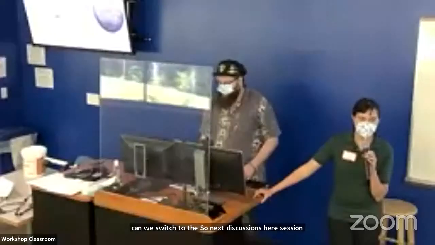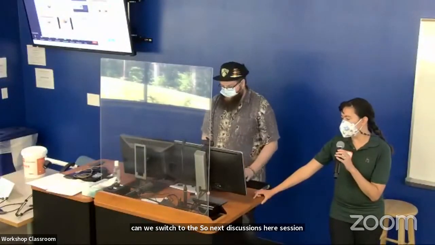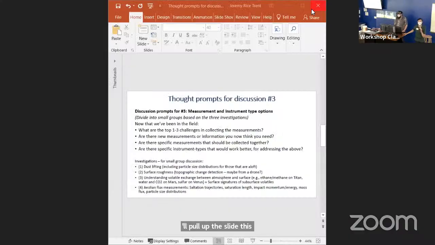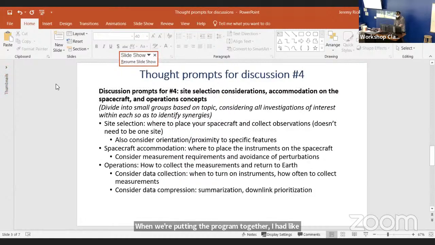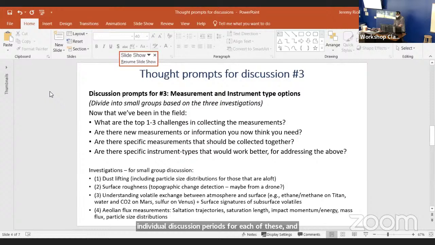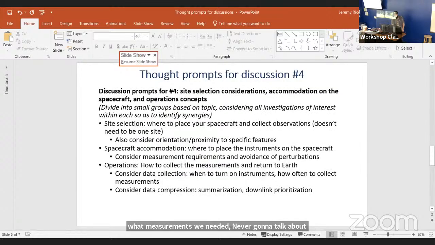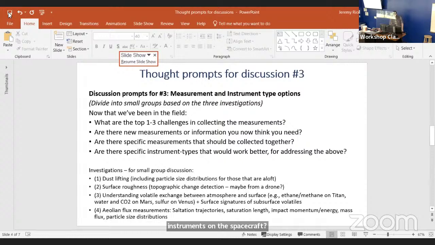This one we are dividing into different groups. So I will pull up the slide. Originally when we were putting the program together, I had individual discussion periods for each of these, and then I ended up just merging them all because it made more sense. Basically, we're now talking about all the details of collecting the measurements. So we've talked about instruments, we've talked about what measurements are needed. Then we're going to talk about those nasty things like how do you accommodate the instruments on the spacecraft? You can't just slap it on anywhere, right? How do you pick your observation site? And how do you collect the observations, meaning operations? So there I'm meaning frequency and things like that.